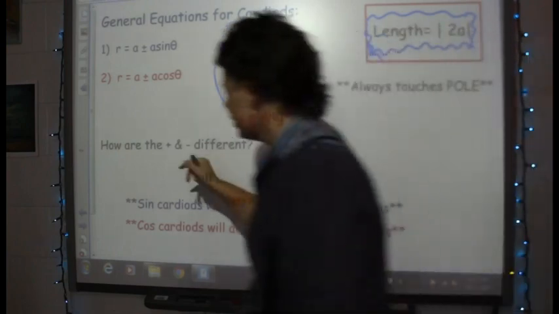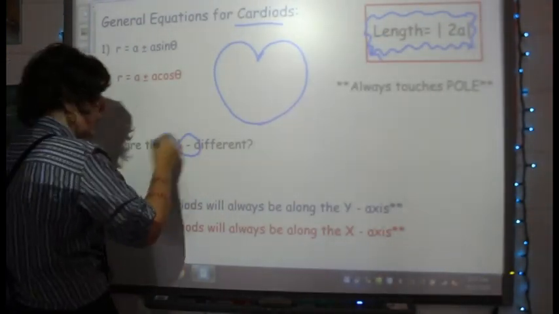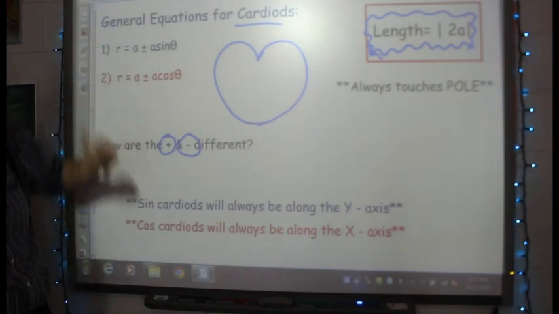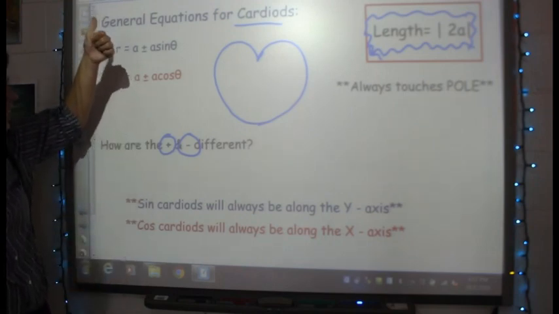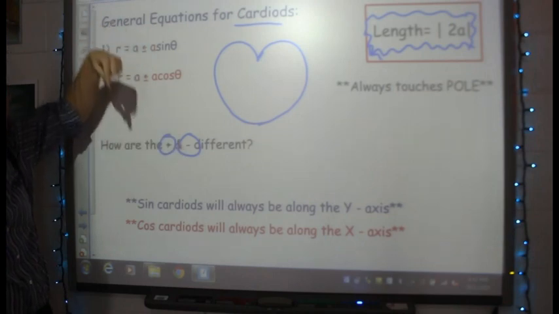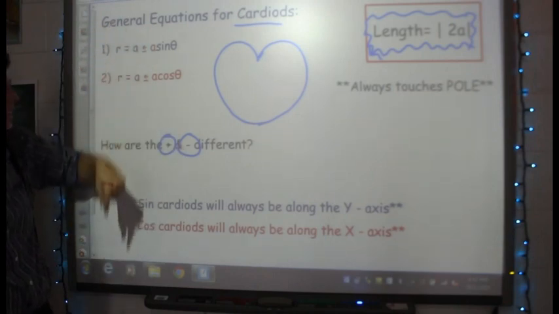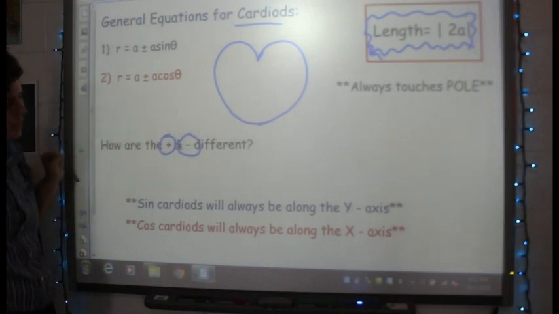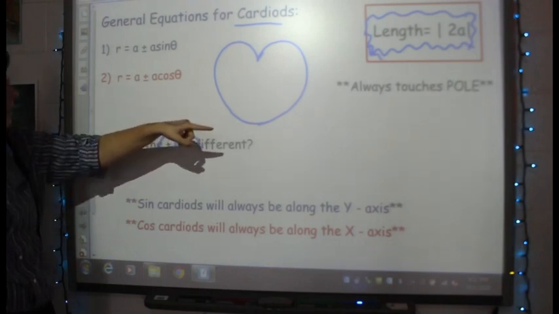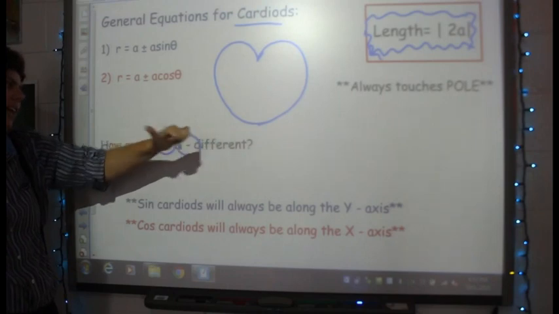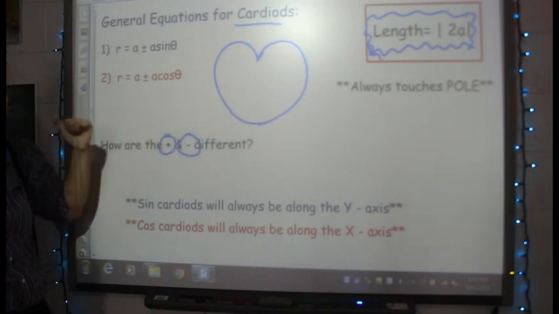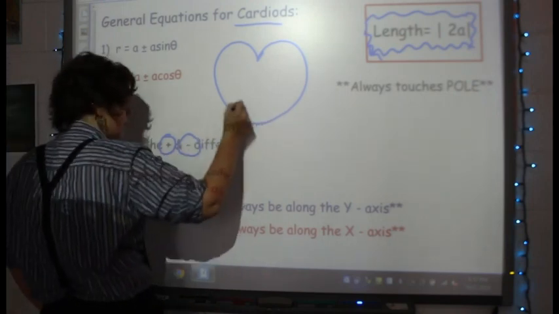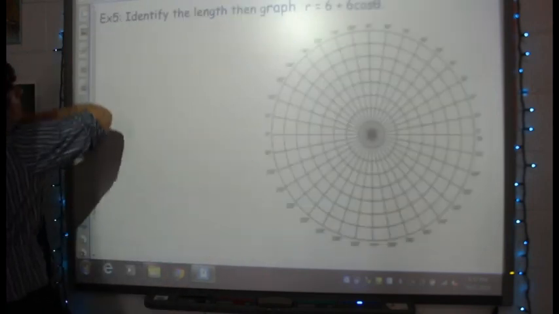And just like with circles, that's the difference between the plus and the minus. If it is a positive sine, that means we go up, because sine is y, and positive y is in the up direction. If it is a negative sine, that means we're going to go down, because y is negative in the down direction. If it is cosine, that's our x. So if it is positive, we go to the right because that is the positive x motion, or if it is negative, we go to the left because that is negative x motion. Again, it always touches the pole, and try not to make it pointy at the bottom.